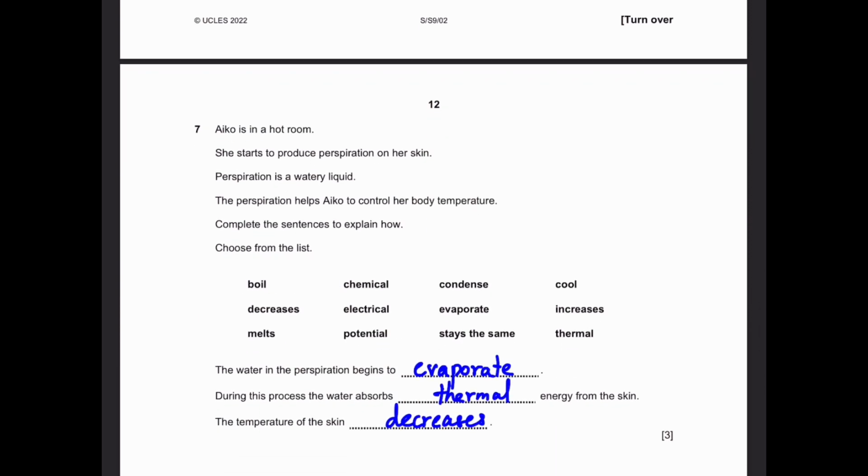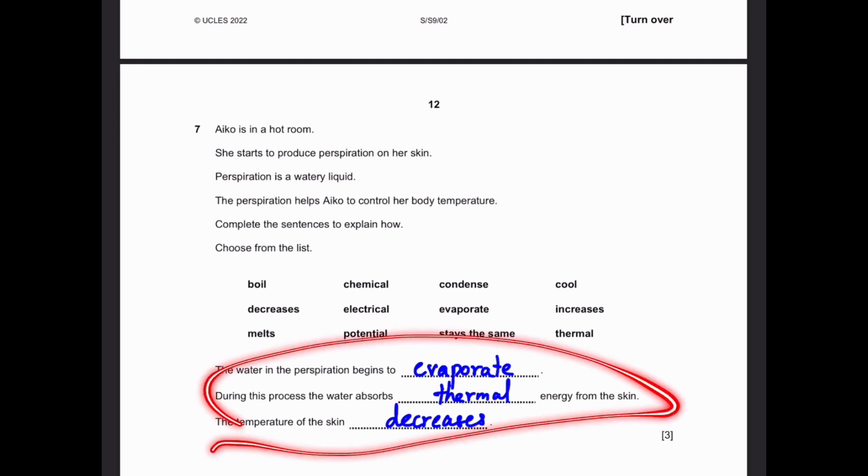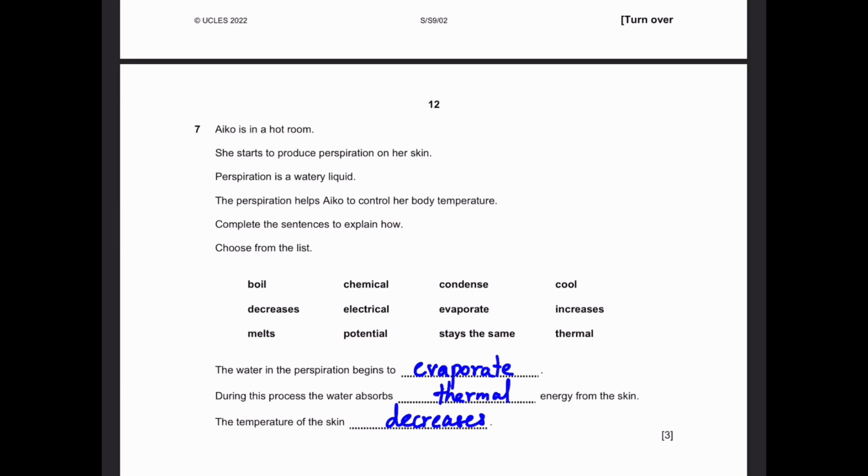Aiko is in a hot room. She starts to produce perspiration, or in other words, sweat on her skin. It is a watery liquid, as we all know. It helps Aiko to control her body temperature. Complete the sentences to explain how. Choose from the list. Well, all these 3 sentences, if you've seen already, actually just describe cooling by evaporation.